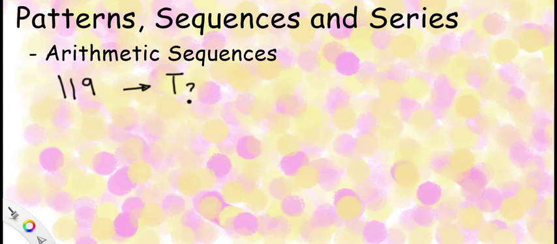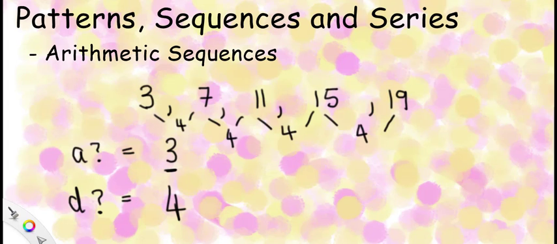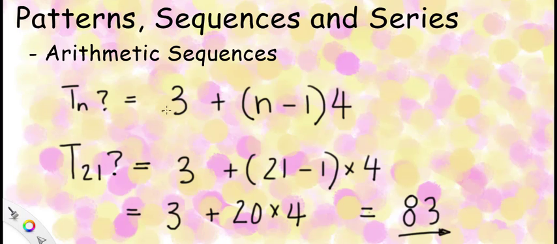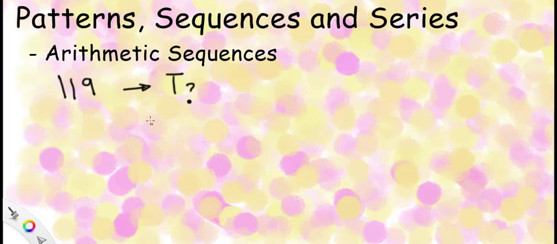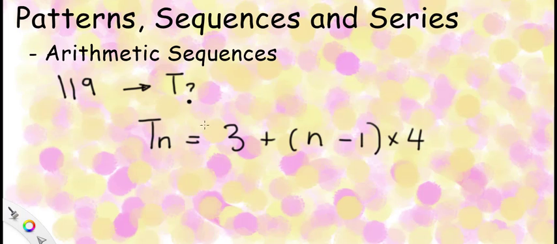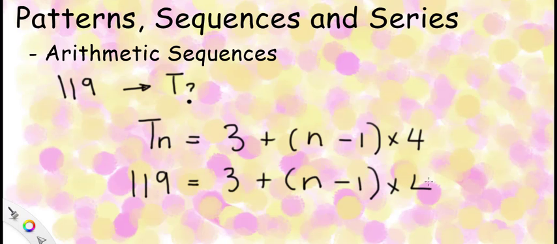To solve for this, the first thing we do is come back to our general term for this equation that we've derived. It's 3 plus n minus 1 times 4. Let's rewrite it. Tn is equal to 3 plus n minus 1 times 4. That's our general term. So term 119, what's it equal to? We simply substitute 119 into the final answer, because we know what the answer should be. We just need to solve for what n was. So we say 119 is equal to 3 plus n minus 1 times 4.